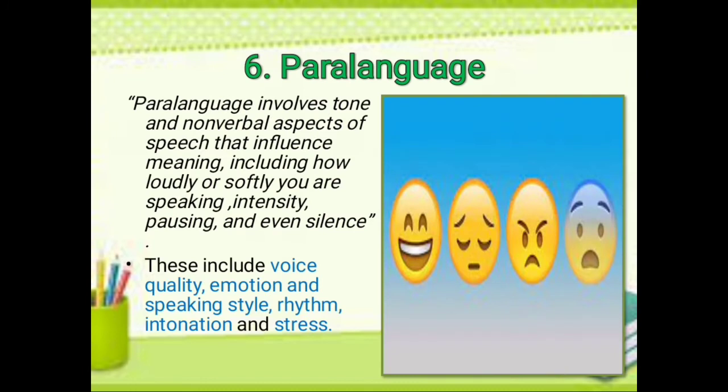And the sixth one is paralanguage. Paralanguage involves tone and non-verbal aspects of speech that influence meaning, including how loudly or softly you are speaking, intensity, pausing, and even silence. And like laughs, screams, sighs. So these all come in paralanguage. These include voice quality, emotions and speaking style, rhythm, intonation, and stress. Paralanguage is also called vocalics. Here are some pictures: that one is sad, angry, and happy.